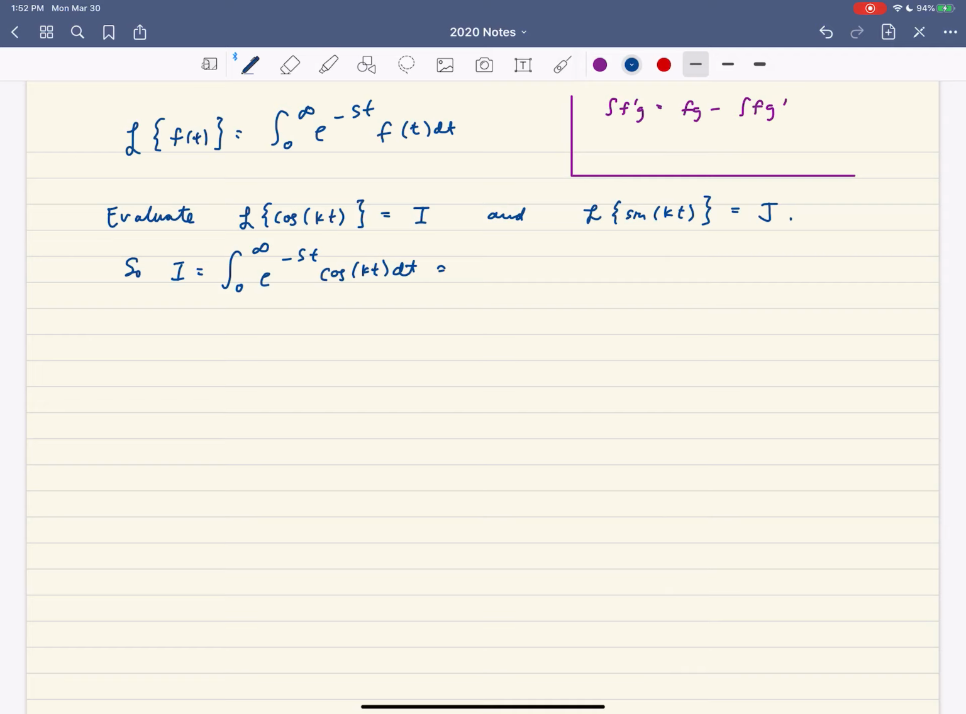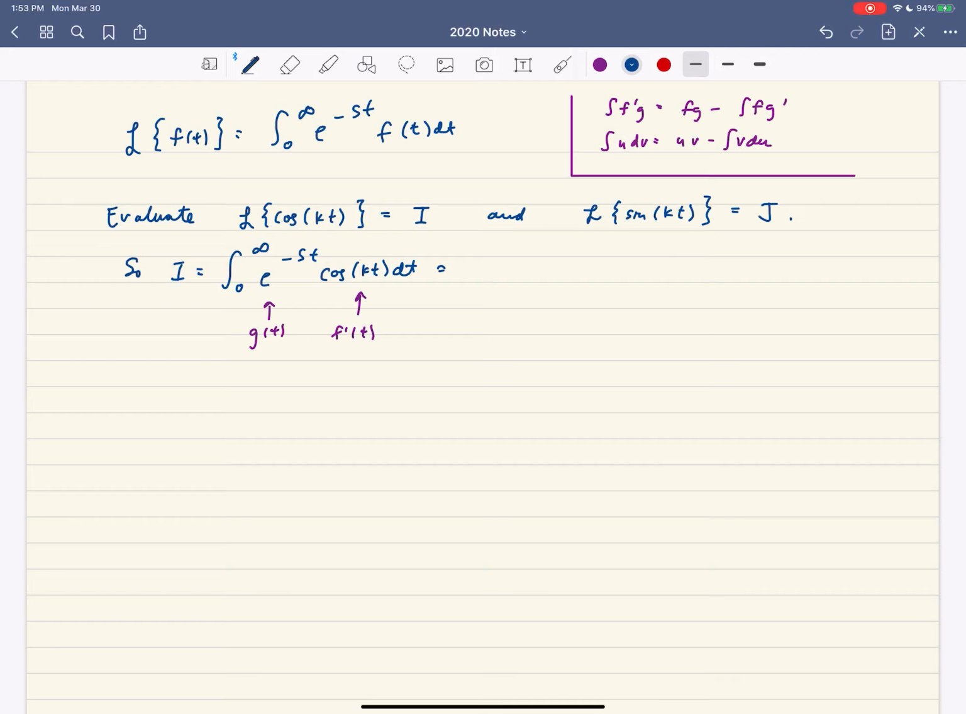And what I want to do is it's actually not going to matter which one you pick to be f prime and which one you pick to be g, but let's just call the e to the minus st, let's call this g. So this is our g. And then that would make cosine of kt our f prime. Some books like to call f prime dv, and they like to call g u. So there's also, remember, the second formulation, where if you have u dv, that's equal to uv minus integral of v du. So some books like to write it like that. That's really just the same integration by parts formula using differential notation.